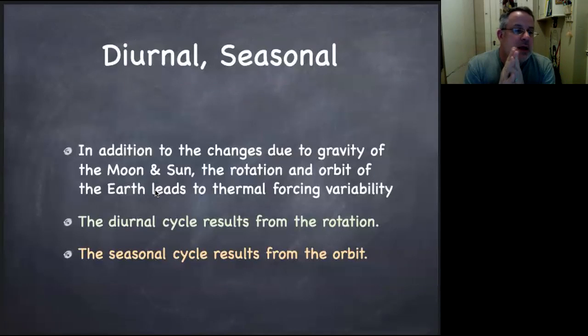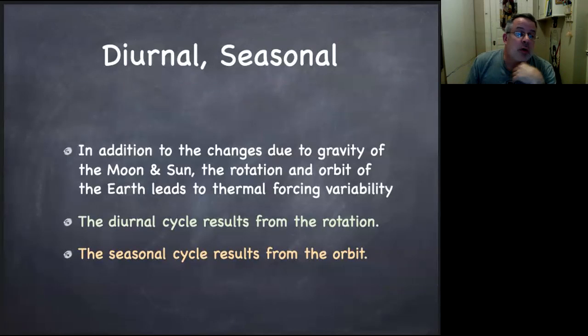All right. In addition to changes to the gravity of the moon and sun, rotation of the Earth leads to thermal forcing variability from the diurnal cycle and seasonal cycle. The diurnal cycle results from the Earth's rotation. The seasonal cycle results from the Earth's orbit.